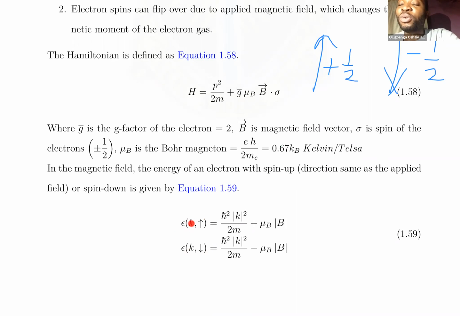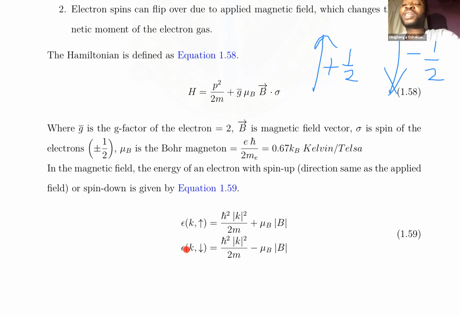So now we have two equations here. This is the energy as a function of wave vector and spin. The energy is h bar squared k squared over 2m, which we are familiar with, plus or minus mu_B B. The only difference between these two equations is that this is plus and this is minus. Looking at this, the spin ups have a higher energy level compared to the spin downs.